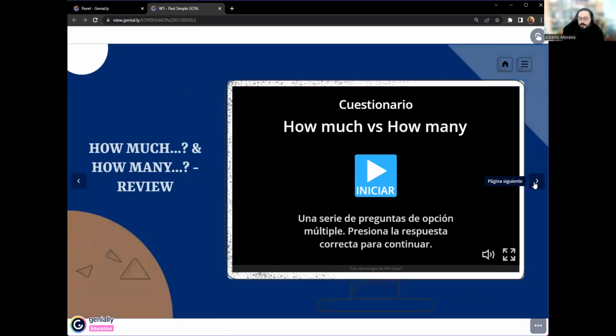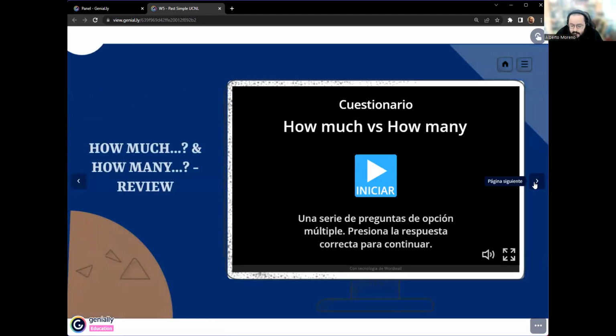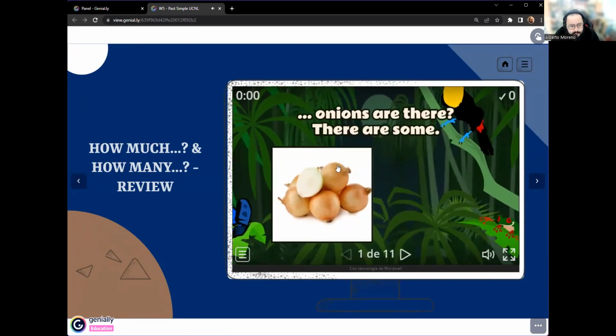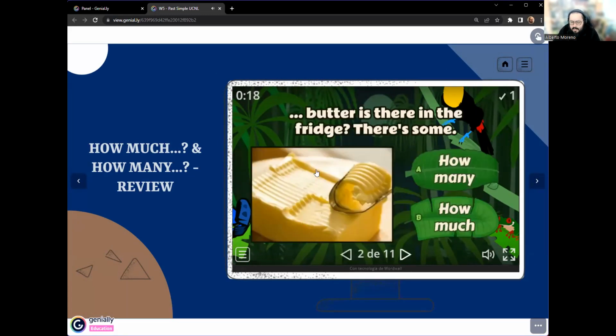Pero antes de ver el tiempo verbal pasado simple, vamos a ver una práctica de lo que aprendimos la semana pasada con how much y how many. Vamos a ver el ejercicio de práctica. Para las cebollas, onions are there. There are some onions. So how much or how many? How many. Muy bien.